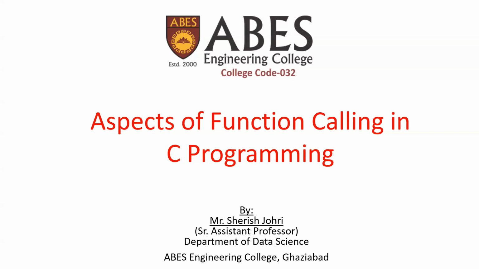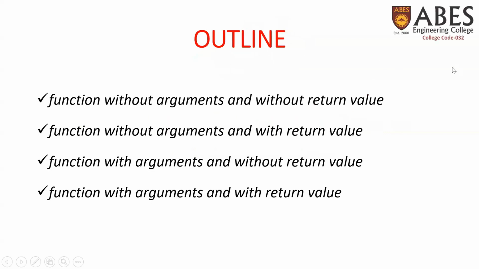With the same formation, if a function is used, it may or may not accept any argument, and it may or may not return any value. And based on these facts, there are four different aspects of function call that we are going to discuss today. These are the four types of function calling in C language.